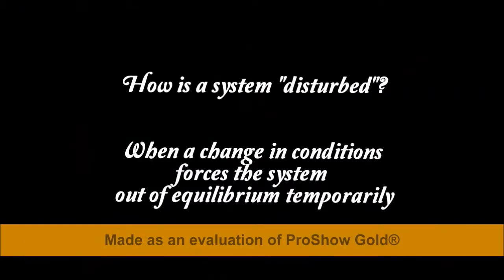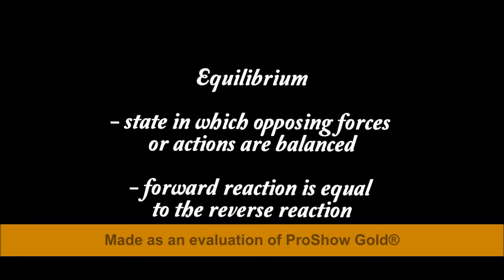A system is disturbed when a change in conditions forces it out of equilibrium temporarily. Equilibrium is the state in which opposing forces or actions are balanced. It also means that the forward reaction is equal to the reverse reaction.